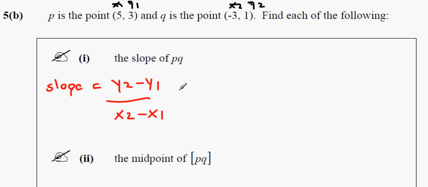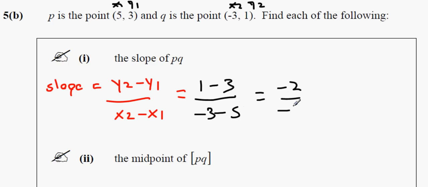Now, as we said before, we're going to look for y2. y2 is the number 1. y1 is minus 3. And that's going to be divided by x2 minus x1. So the top is going to be 1 minus 3, and then the bottom one is x2 is minus 3, minus x1, which is 5, and then we're going to get minus 2 divided by minus 8, and that's going to be equal to a quarter.